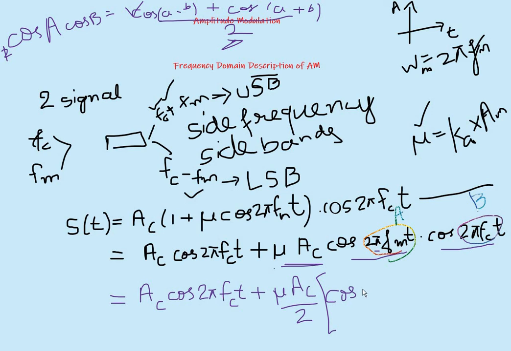So this minus this will be 2 pi, we are taking common, Fc minus Fm. Don't put Fm minus Fc. Always put Fc minus Fm, because frequency Fc is greater than frequency Fm, into t, plus cos 2 pi (Fc plus Fm) t. Clear?